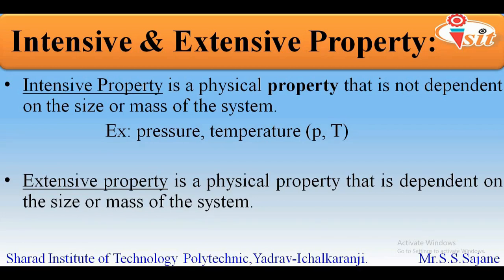So in intensive property, we have seen that it is a physical property which is not dependent. These are the most important words. These two words are very much important. Intensive properties are not dependent on the size or mass of the system. And the examples are given below, that is pressure and temperature. Whereas in case of extensive property, these are the properties which are dependent on an external parameter, that is the size or mass of the system. So these extensive properties will be dependent on size or mass. Examples are given, that is volume or mass.